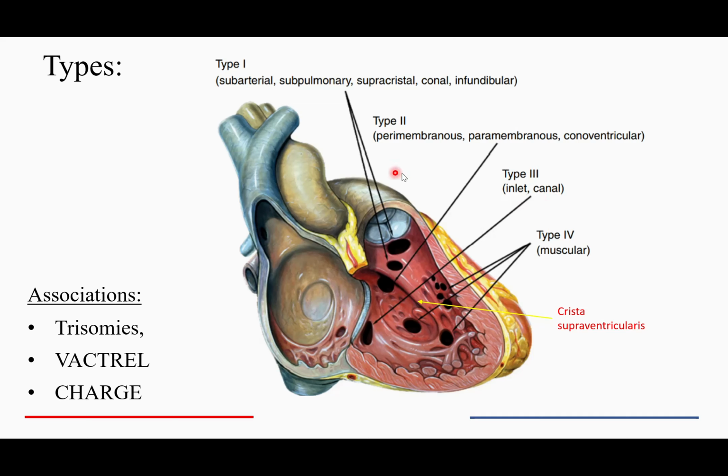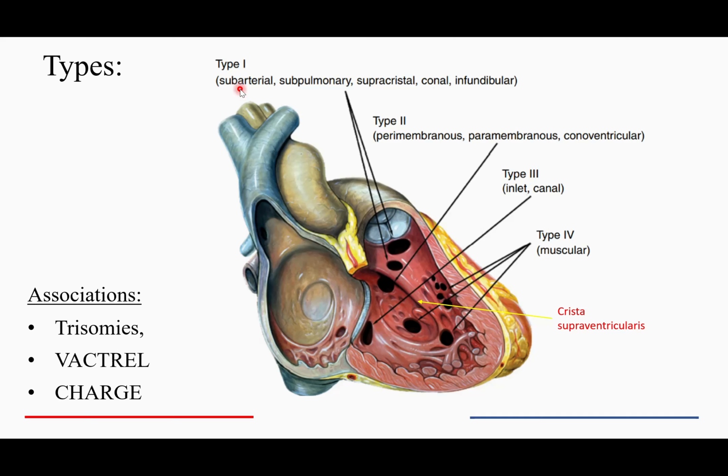The outlet, type 1 and 2, are both outlet VSDs. The outlet VSDs are 3 types. Either muscular outlet, like this one, so it is muscular but towards the outlet. We can find it in the middle. In a later slide, we'll see the difference between the 3 types in the RV inflow outflow view of the transesophageal echo. But here we can say that the muscular VSD, if it is towards the outlet, is called the outlet VSD, and it is considered type 4, muscular.